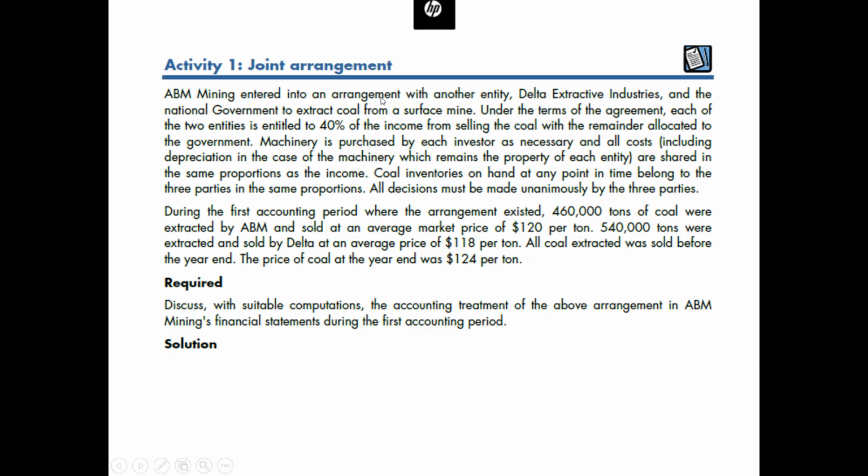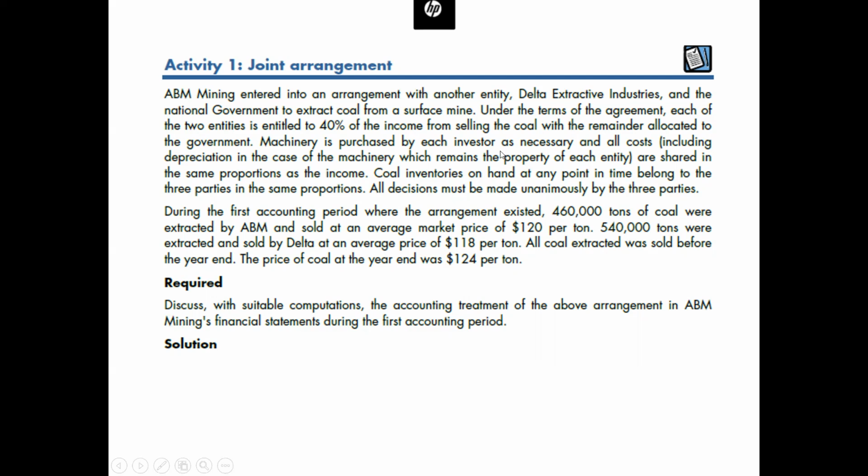If I told you here that they formed a 4th entity, and then I tell you that 4th entity is to make sure that they pay for the repairs, they need to acquire the machinery, but then separately they will allocate the profits to each one of them 40-40, 20 at the end of the day. Then I need to see that that's now a joint venture and I account for it as a joint venture.